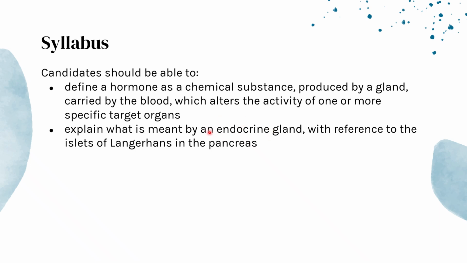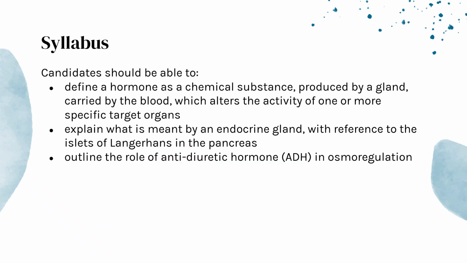I will explain to you what is endocrine and exocrine, with reference to the islets of Langerhans in the pancreas. The islets of Langerhans is considered an endocrine gland. And finally, I will do a bit of revision with you on the role of ADH in osmoregulation. This is also similar to the theory that you have studied in chapter 8.